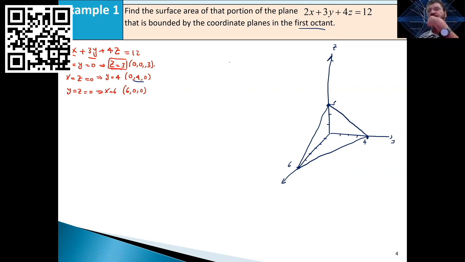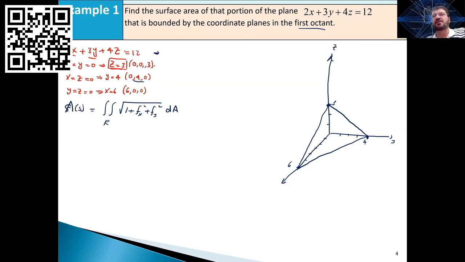What do we do according to the formula? We say that the surface area, AS, is equal to the double integral over our region R of the square root of 1 plus fx squared plus fy squared, then dA. Now we need to find fx and fy. How do I find this one?